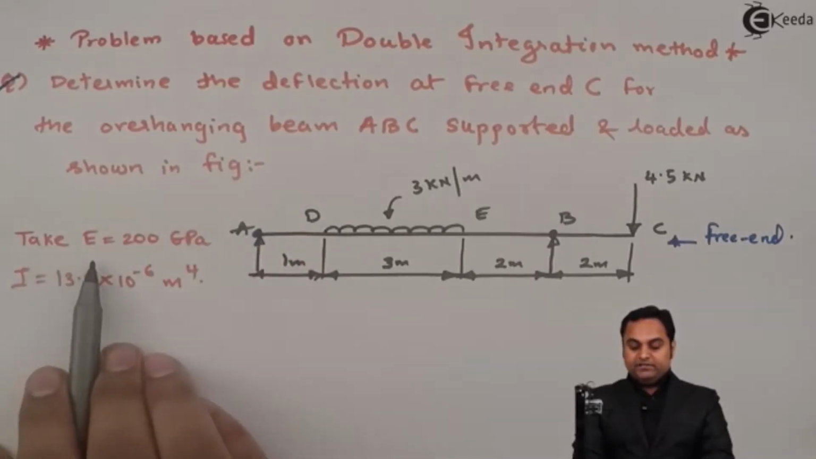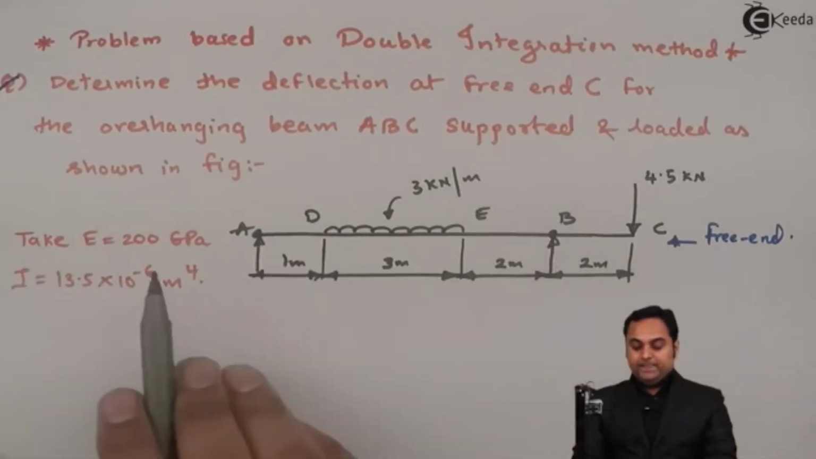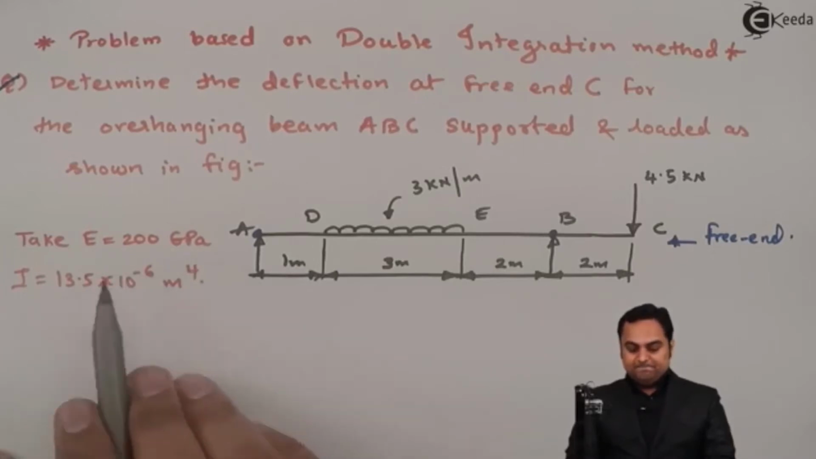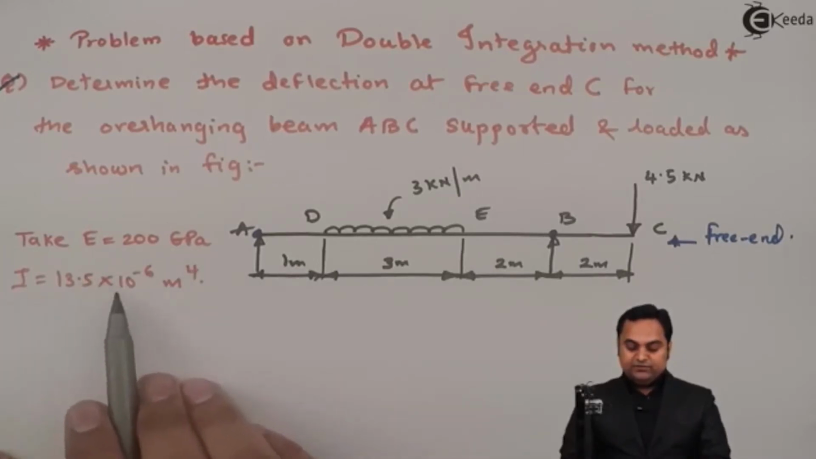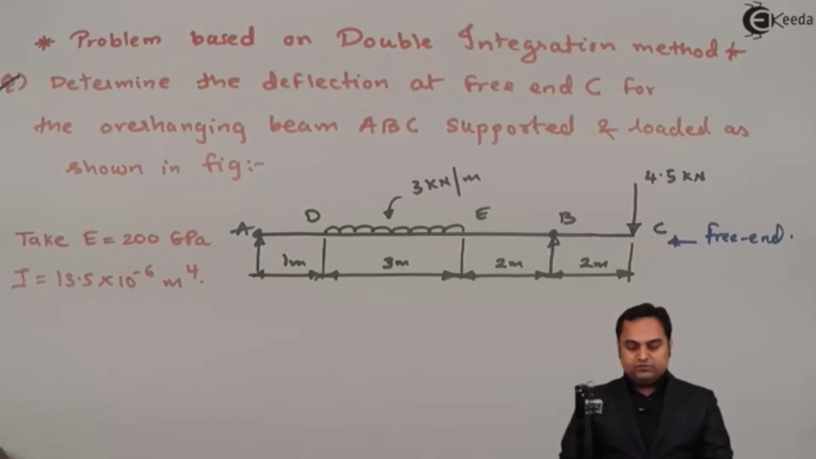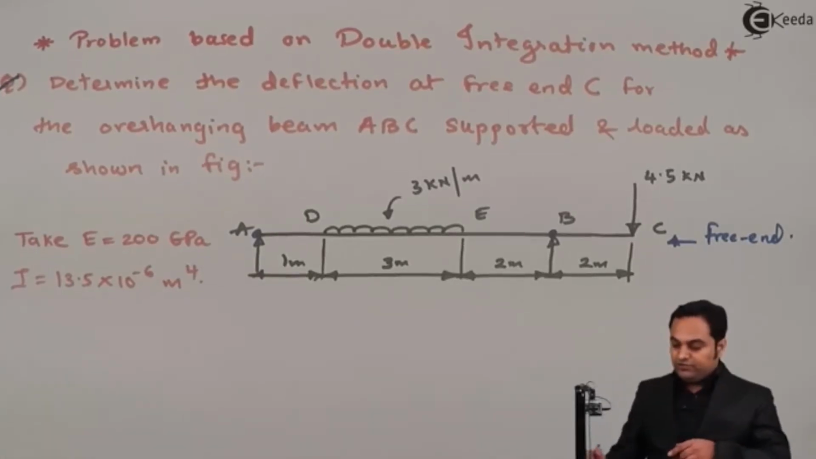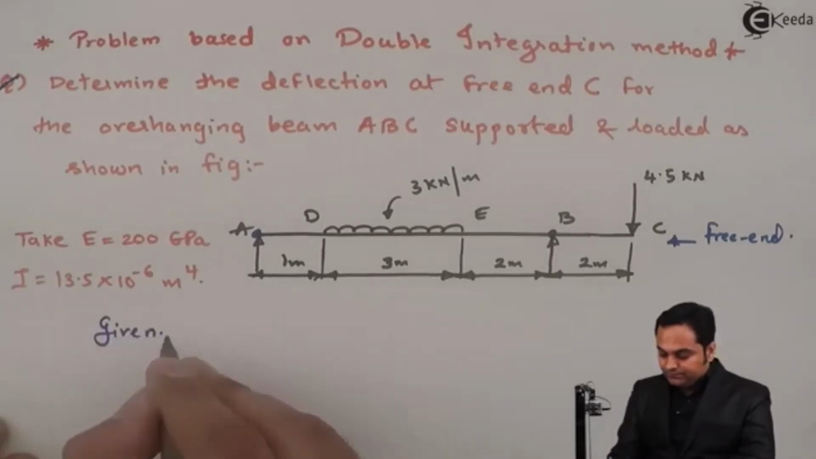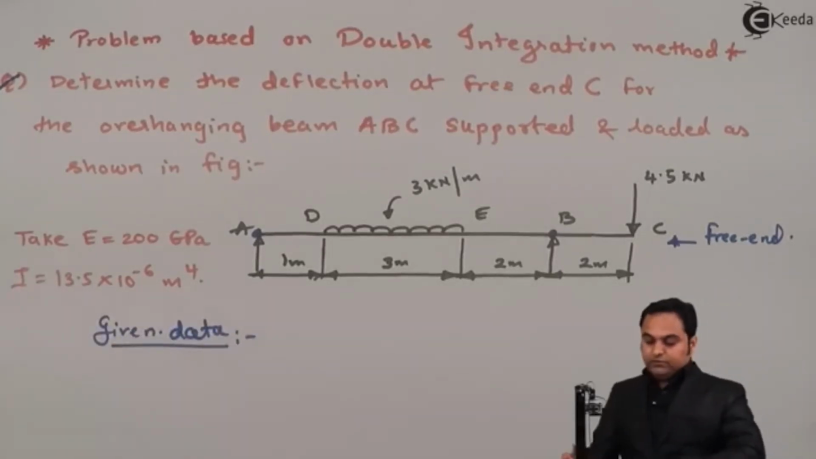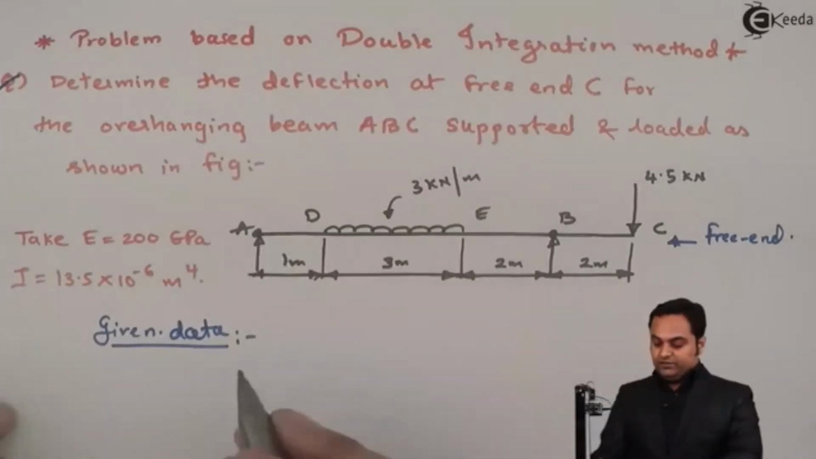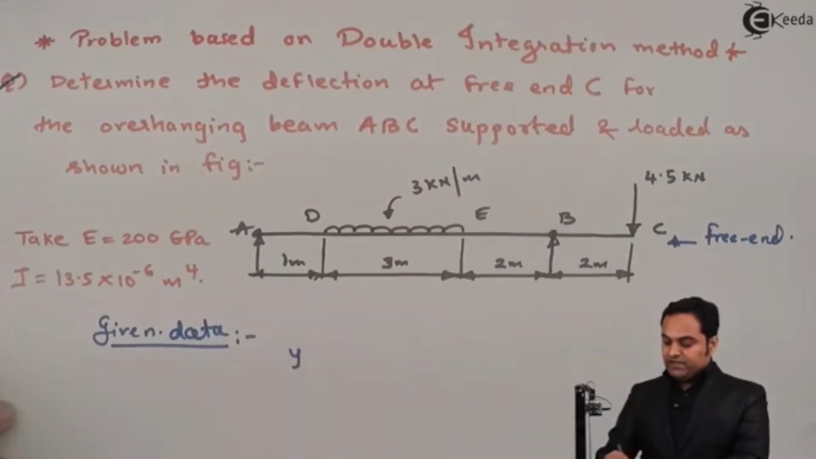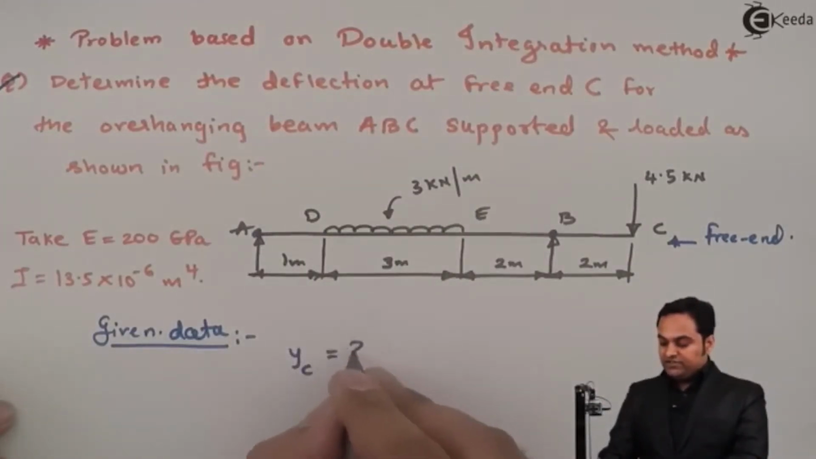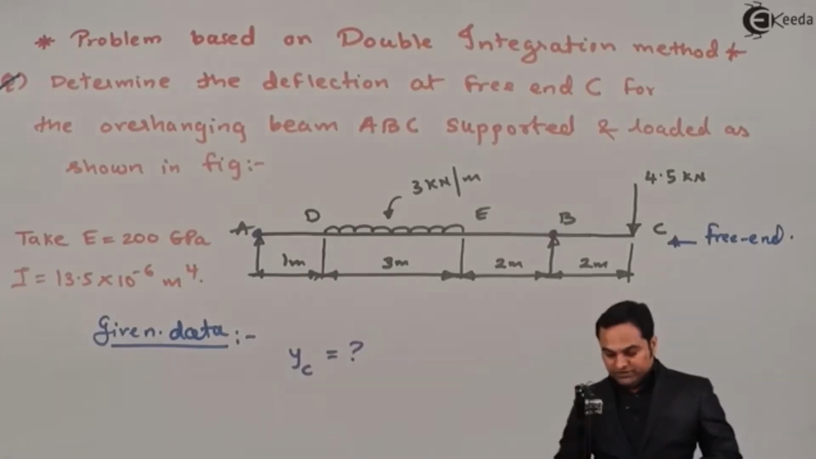Now take capital E, Young's modulus for the beam material, as 200 gigapascal, and I is 13.5 into 10 raised to minus 6 meter raised to 4. This is the moment of inertia value. Now here in the data I'll write down that we have to calculate the deflection at the free end. So the deflection is given by y suffix c, that is, the deflection at point C is what we have to calculate.